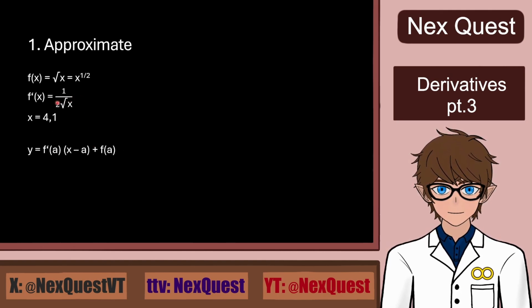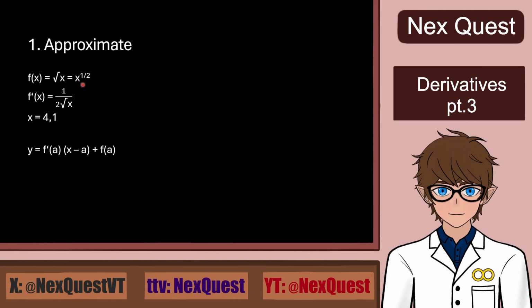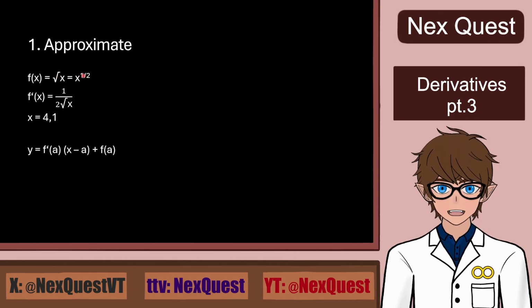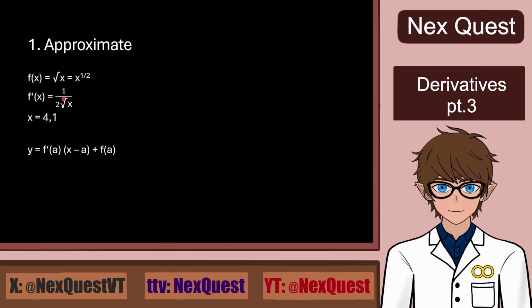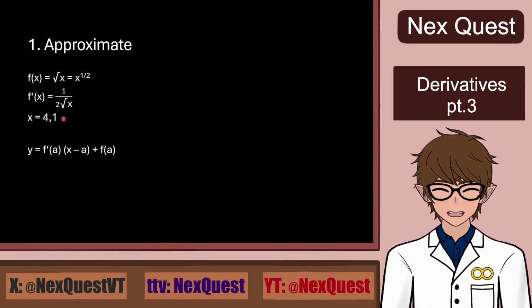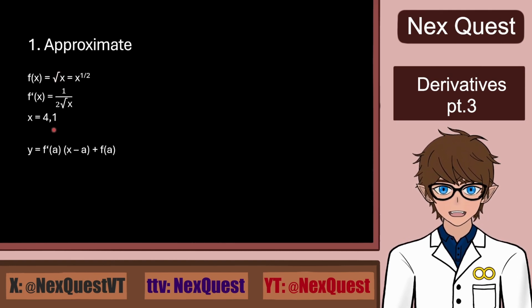So we got our derivative and our function. I reshaped the function into exponent form, and then I used the power rule to get the derivative. Now let's find a good a that's close to 4.1, and that the square root is easy to solve for. And I think 4 would be a great fit.